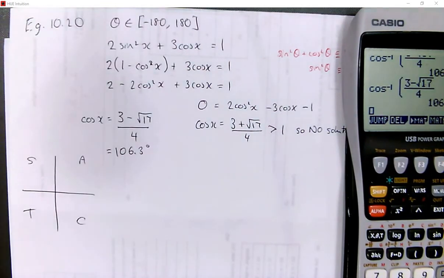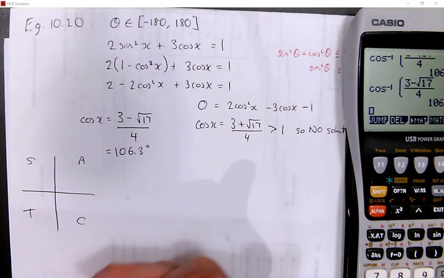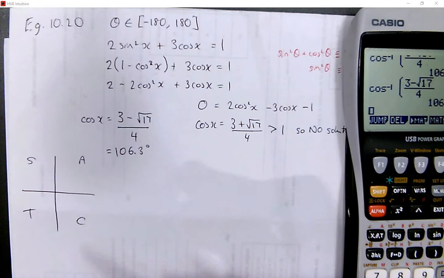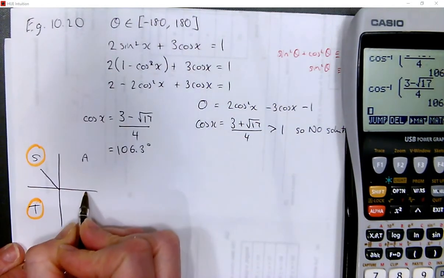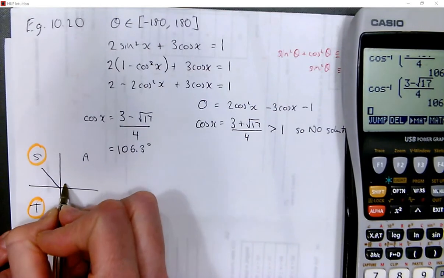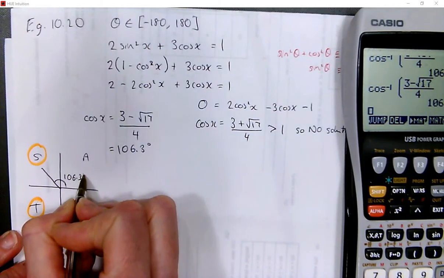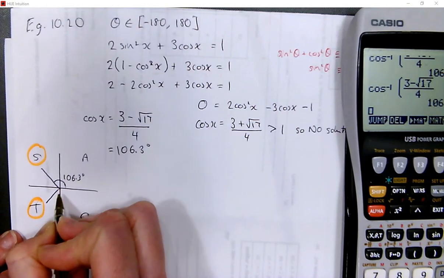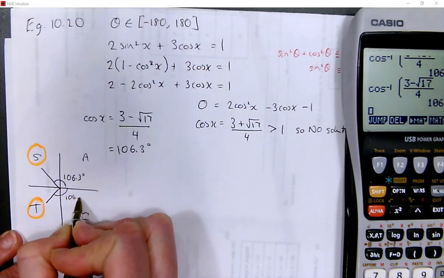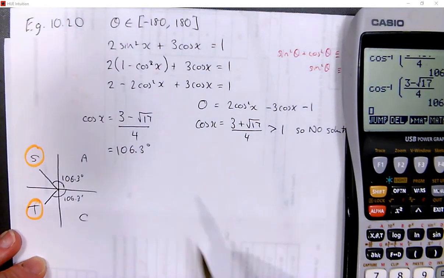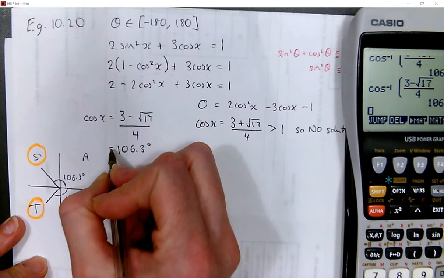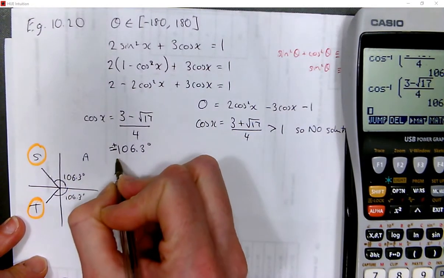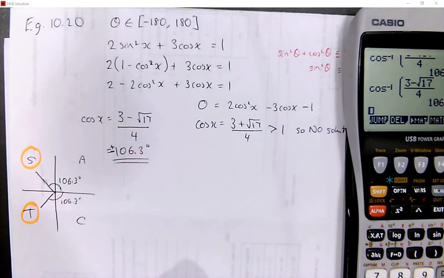Now this time cos is negative. So cos is positive where there's a C and an all, so that means cos is negative here and here. And that ties in with the angle we've got. We always measure from the positive x-axis, so this angle is 106.3. By symmetry, the other stick is going in here, and this will also be 106.3. Okay, we want to find all the angles in the range negative 180 to 180, so that's nice and easy. We just get plus or minus 106.3.